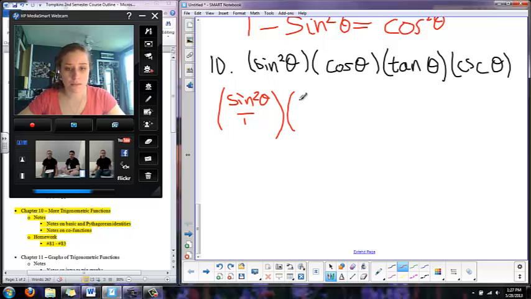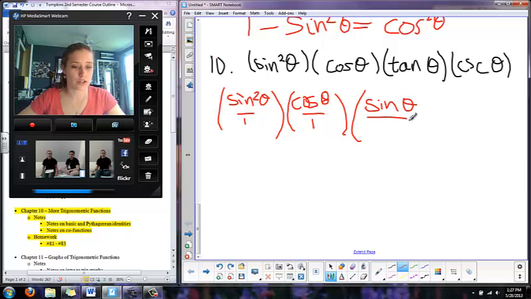Cosine stays the same, cosine squared theta over 1. And then this is where things are going to start changing. Tangent squared can be written as sine squared over cosine squared. And make sure when things are just tangent and not tangent squared, you are careful about whether or not the function is being squared. And then the last one, cosecant squared, is 1 over sine squared theta.